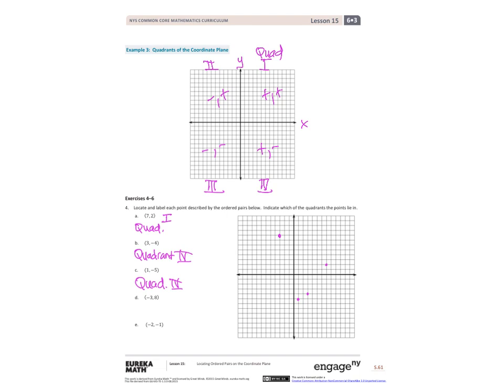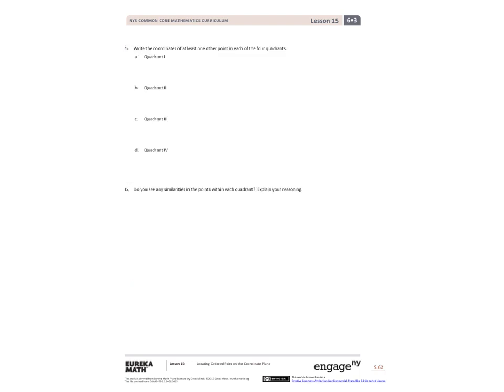That is in quadrant, so this was 1, here's quadrant 2. So quadrant 2. Then we have negative 2 and negative 1. Quadrant 3. We have not had that yet. There we go. Okay, and on the next one, write the coordinates of at least one other point in each of the 4 quadrants.